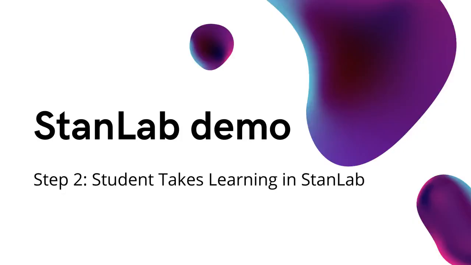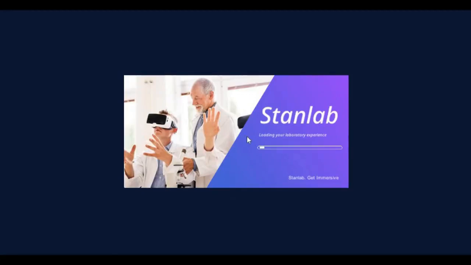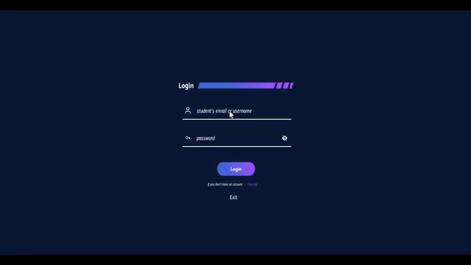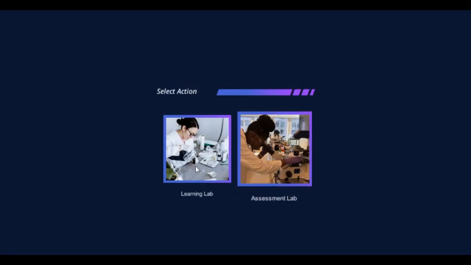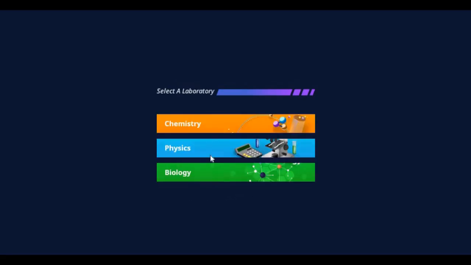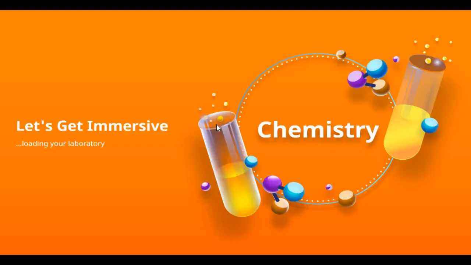The second part is the student taking learning in the Stanlab. And so they use the same email that they log in on the web to log in here also on the desktop app. They would have downloaded the desktop app, and they are brought into a lab setup, and they can decide to choose whether it's the learning lab they want to take or the assessment lab.